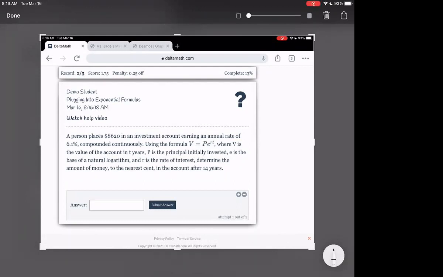Okay, so we're just going to use this formula just like we used the other formula they gave us. We're going to find the V. So what is P? P is our principal initially invested. So that would be 8,620.